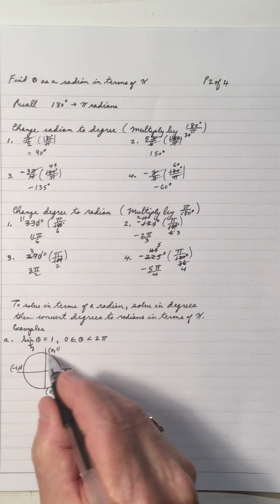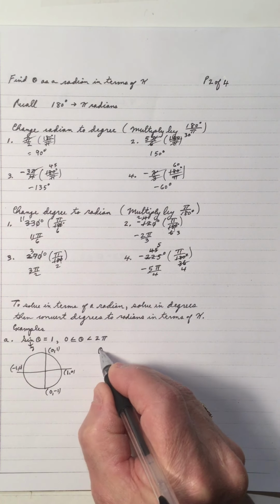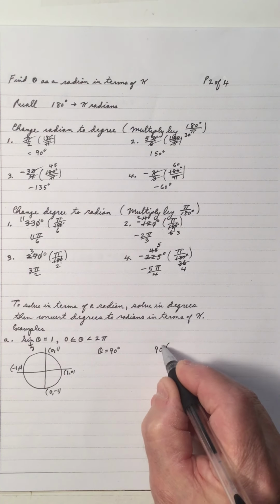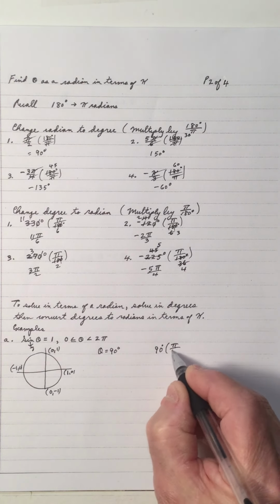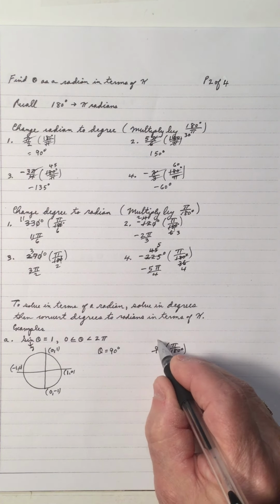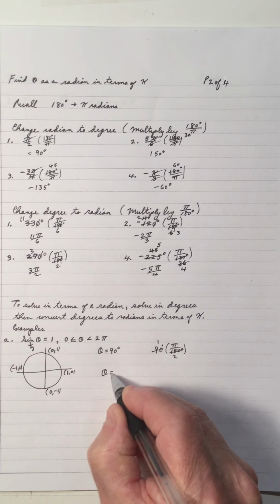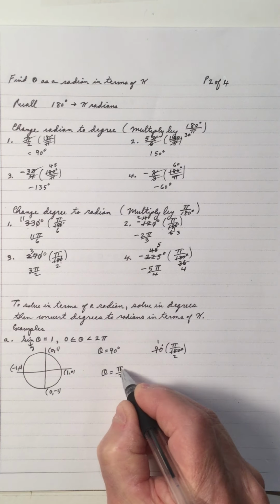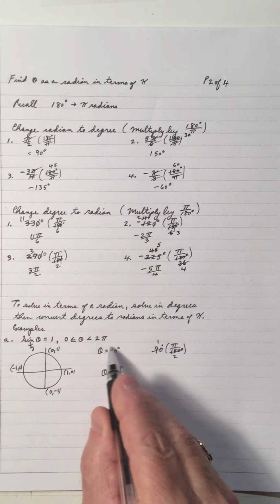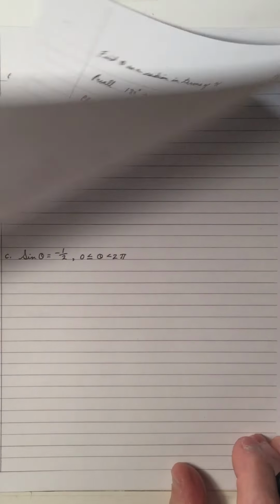So sine is 1 at 90 degrees. So theta is equal to 90 degrees. So 90 degrees multiplied by pi over 180, and the 90 goes once, 180 goes 2, so theta is pi over 2 as a radian, because we want radians. If I had degrees here, then this would have been the answer, but I want radians, pi over 2. I want it in terms of pi.